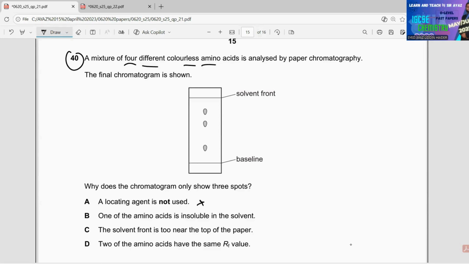What about B? One of the amino acids is insoluble in the solvent. This looks correct to me. This is a possibility that one of the amino acids is insoluble in the solvent. That's why we won't be able to see the 4th spot. The solvent front is too near the top of the paper. It's also incorrect. It doesn't make any sense. 2 of the amino acids have the same RF value. This is incorrect. You can't have 2 amino acids having the same RF value, because they are different colorless amino acids. So D is incorrect. So B must be the right answer in this case.